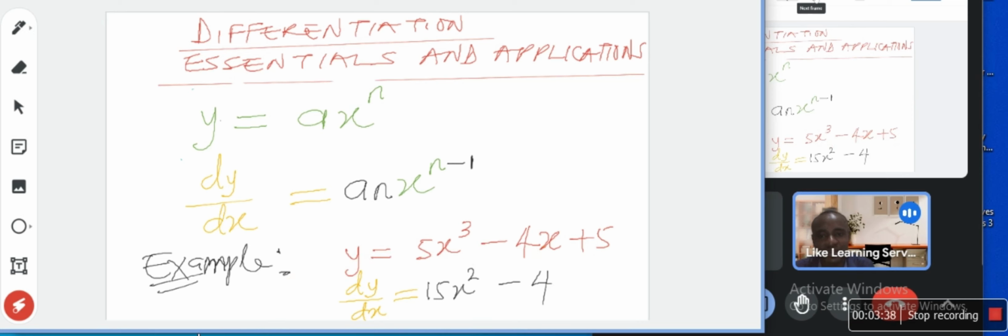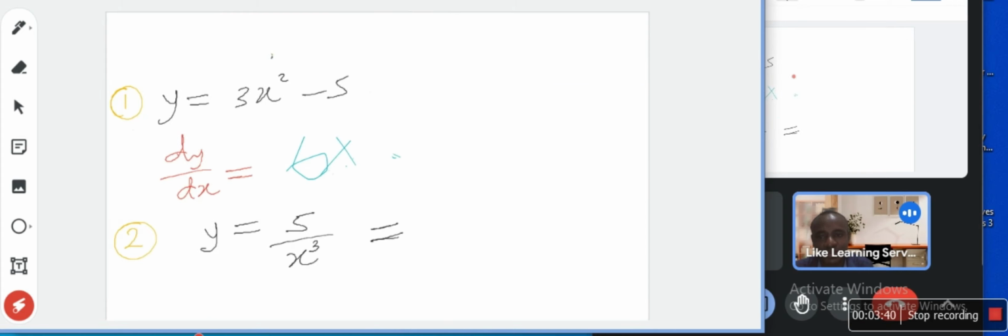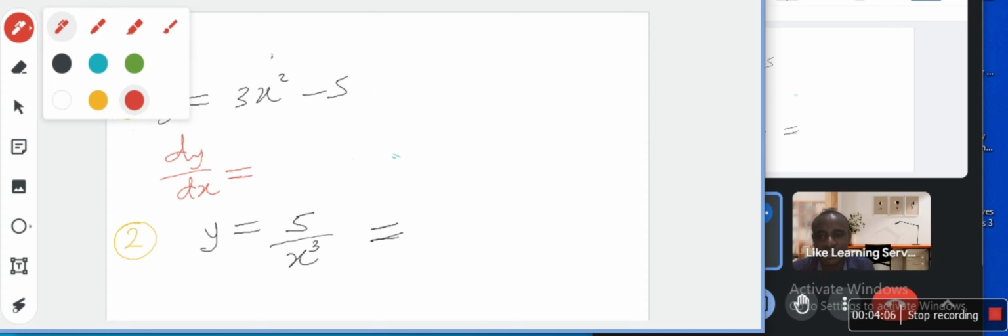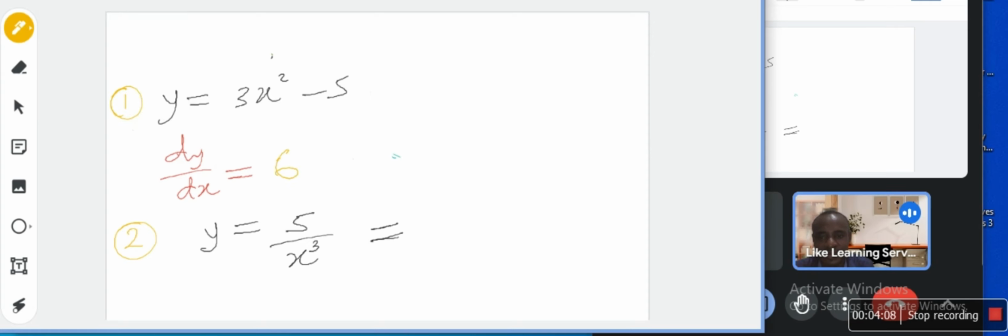All right, let's go to the next page. I'll be scrolling to the next page. Anyway, this one is obviously, if you have y equal to 3x squared minus 5, you just do 2 times 3, 6, 6x. The power is 2, then 2 minus 1 becomes 1. So it's simply 6x. Are we right? Yes. So 6x. The constant disappears.